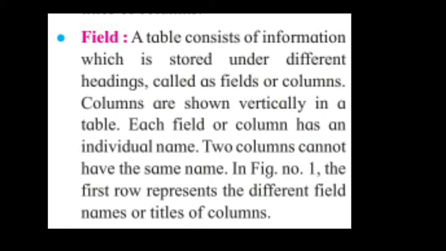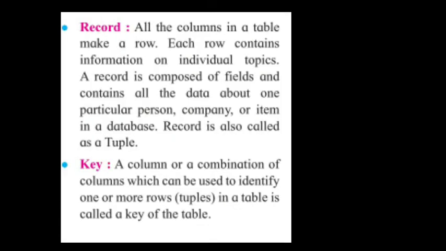So in short, what we have to remember: every column within a table is called a field, and every field has a unique title. Under that title, we can store the different data. Now guys, the next important thing is the record. All columns in a table make a row. Each row contains information of an individual topic.